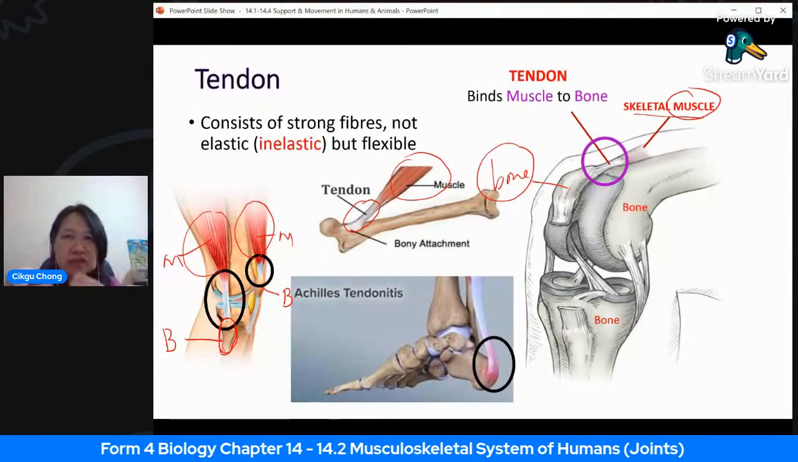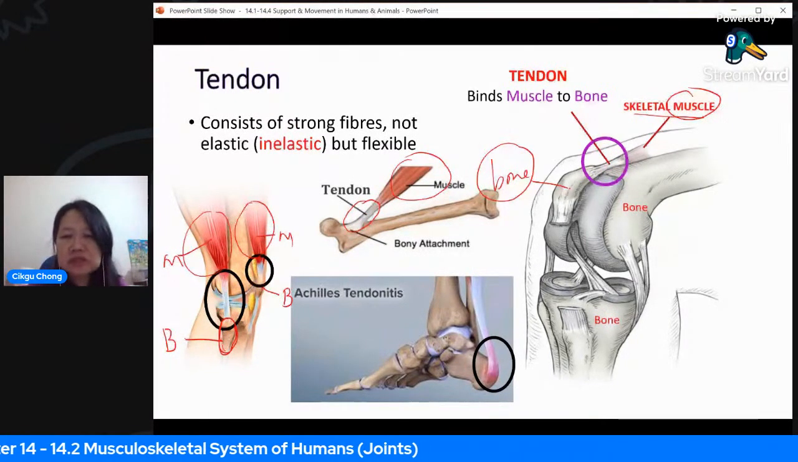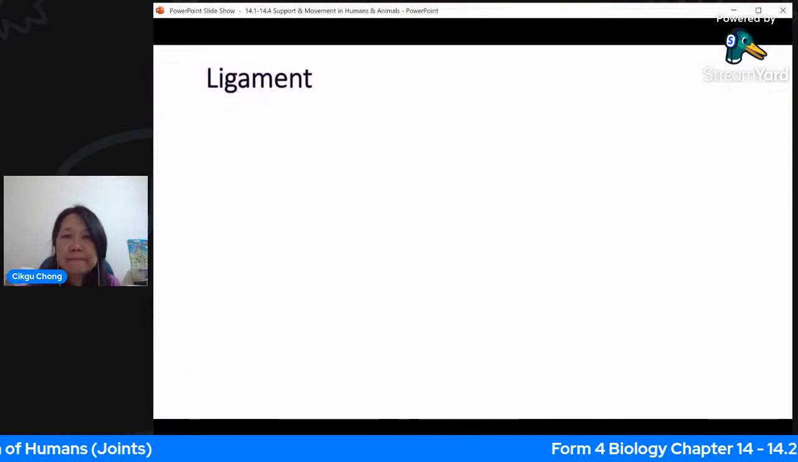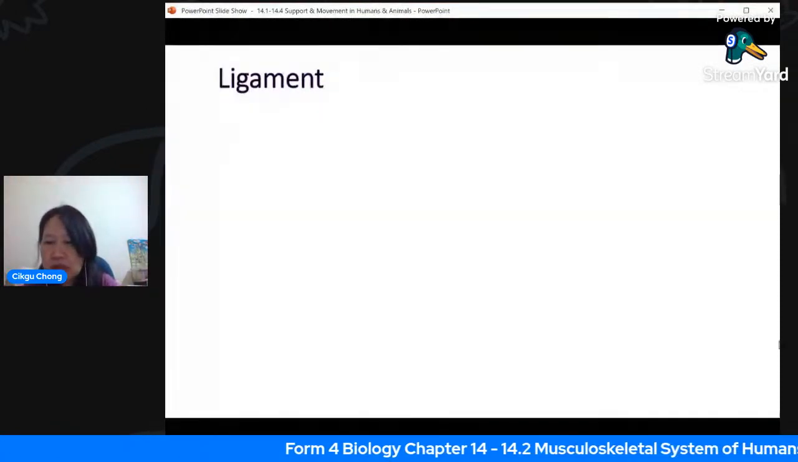It's like we call it 肿, all right? It's radang, so it's red and it's very painful. So it's called tendonitis. Okay, so that's the job of the tendon. All right. Now ligament. There's another one. Last one, ligament. Okay, anything here?